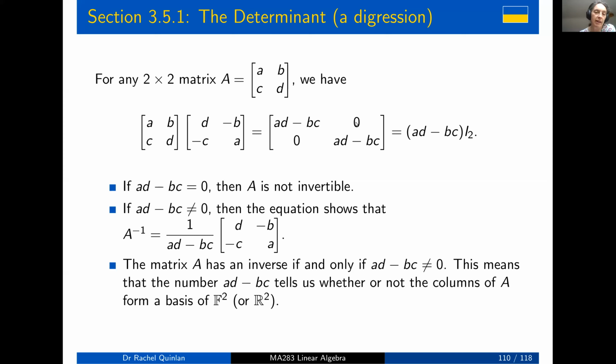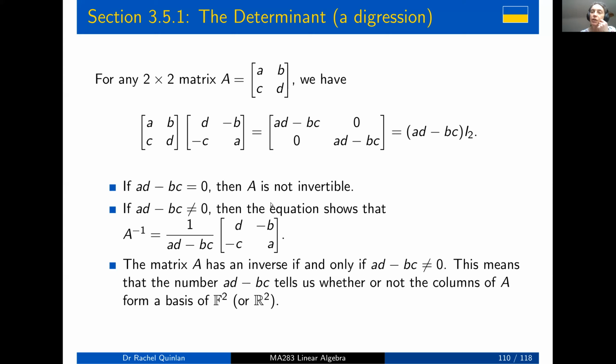We care about linear independence and we care about invertibility. So we have this number that can be calculated from the entries of A that tells us whether A is invertible or not, or equivalently tells us whether the columns of A form a basis for two-dimensional space or not.